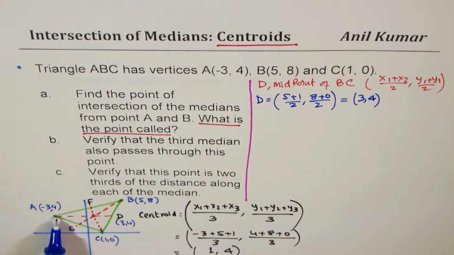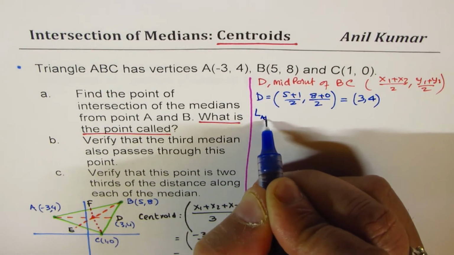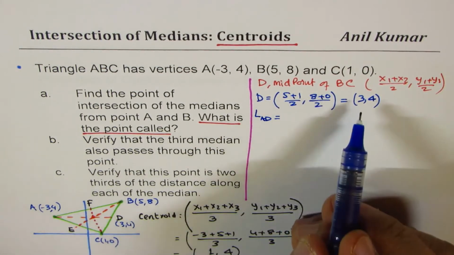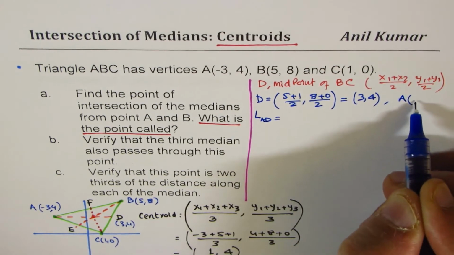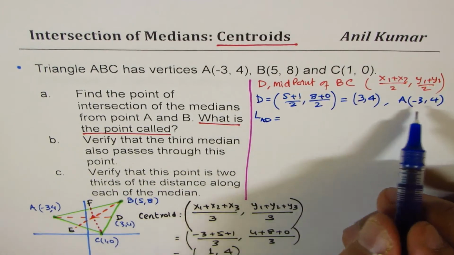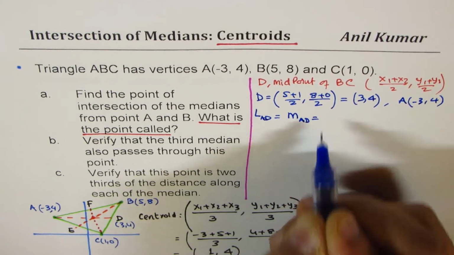Now we can use these 2 points to find the equation of the median AD. So let's find the equation of the line AD using these 2 points. One is D, the second one is A, which is minus 3, 4. To find the equation, we should first find the slope. So what is the slope of AD?